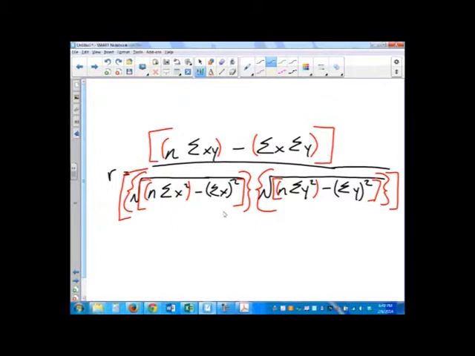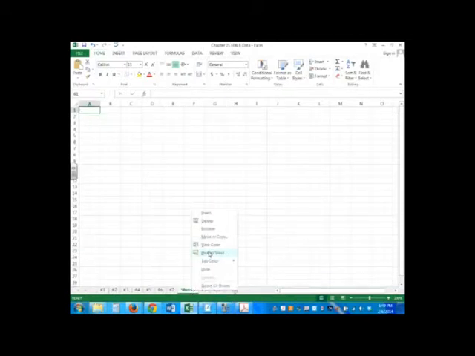Okay, so that kind of helps me see how many parentheses I need or what I need to do when I go and write this. And again, you could use this in your calculator, but Excel can do all of this for you. So I'm going to make a new page right now, and we're going to go through how to create a formula in Excel that has the variables.